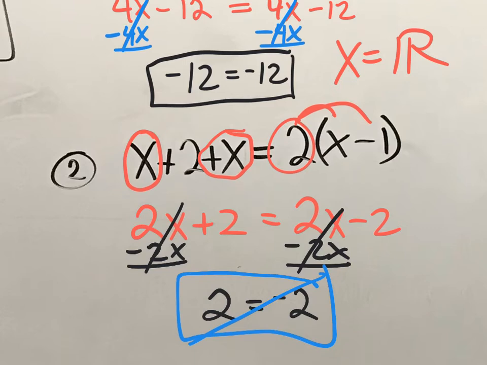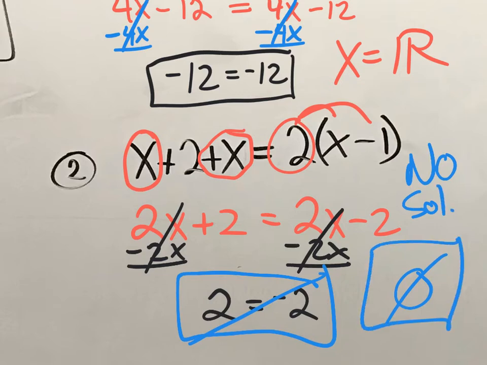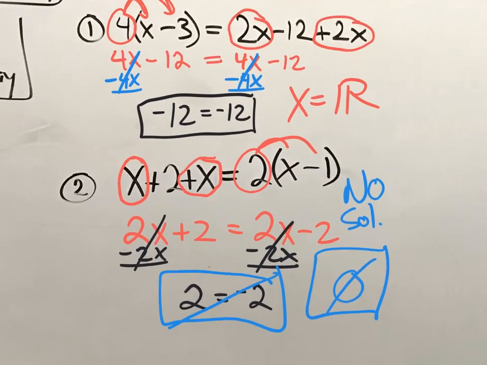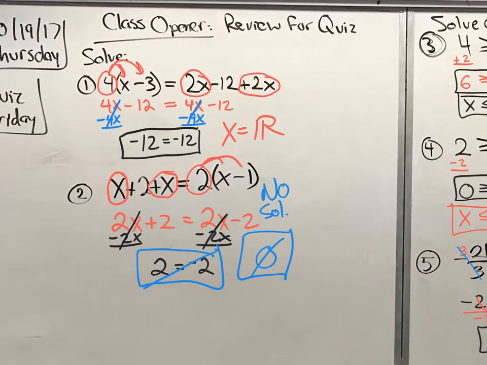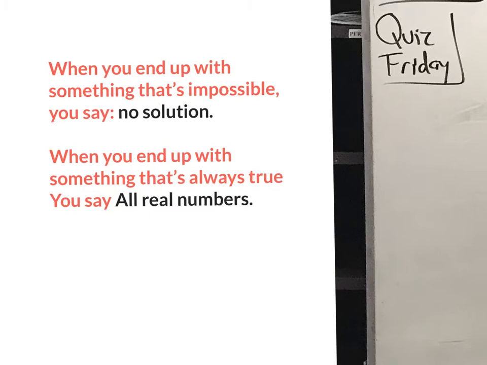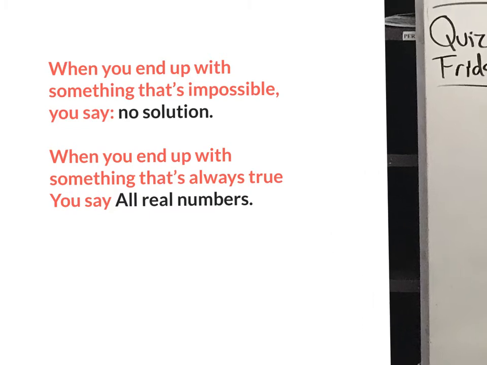So what do we say when it's impossible? We say no solution. Okay, so you could actually write it out, no solution, or you could write this symbol right here, the 0 with the line with the slash right through it. Okay, that means that it's impossible. You cannot find an answer for x that'll make it true. Okay, it kind of boils down to this over here. When you end up with something that's impossible, you say no solution.